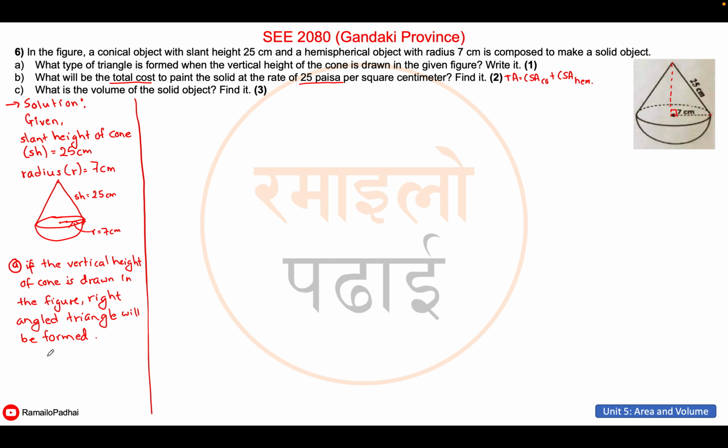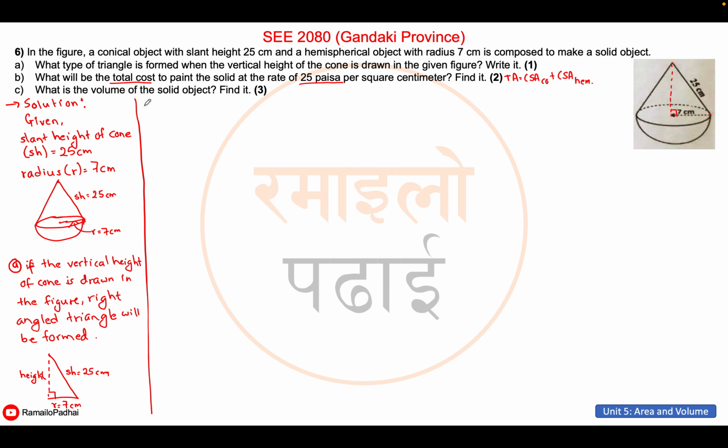Now we will draw the right angle triangle. So we will draw the vertical height as a dashed line because that was not drawn, and we will draw this slant height and we will draw this radius. So this is radius, r is equals to 7 centimeter. This is slant height, SH is equals to 25 centimeter. And then this will be height. So this will be a right angle triangle.